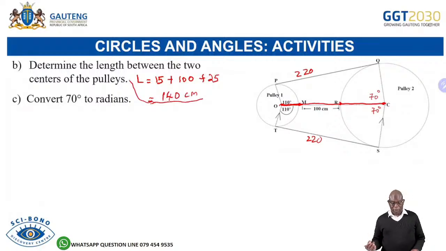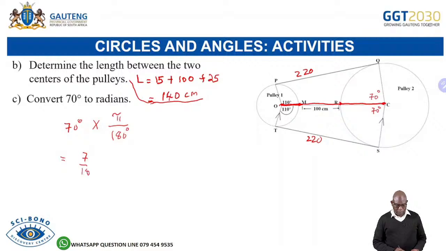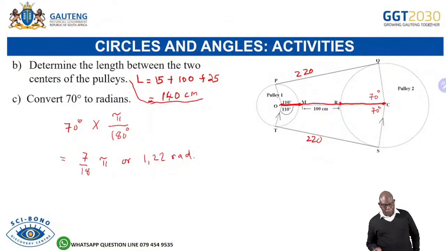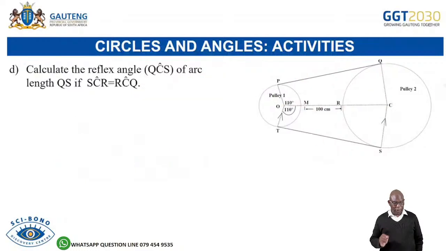70 to radians, same principle. 70 degrees to radians. I want to eliminate the angles. I need the pi, so I just multiply out. And I think the answer there should be 7/18 pi, or we can write this as 1.22. I think we did it somewhere in one of the questions there. Okay, so you can see the conversions are very, very important.